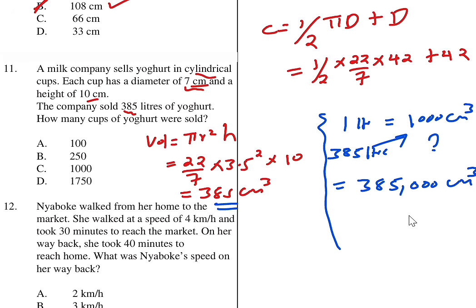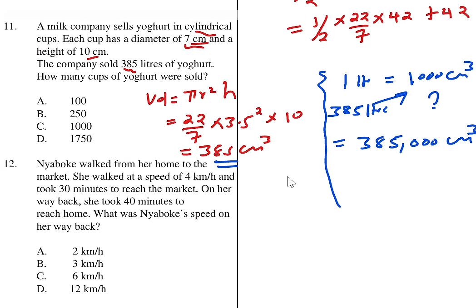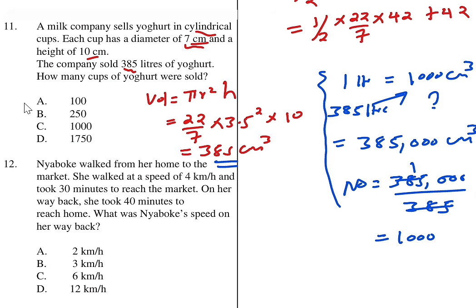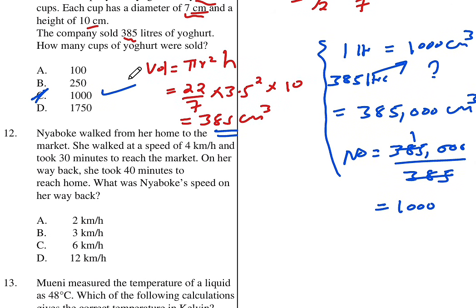To get the number of cups, very easy. We pick what was sold divided by the volume of 1 cup. So the number of cups is 385,000 divided by 385. So that cancels with that, 1. So it is 1,000 cups. So the answer is 1,000. So number 11, the answer is C.